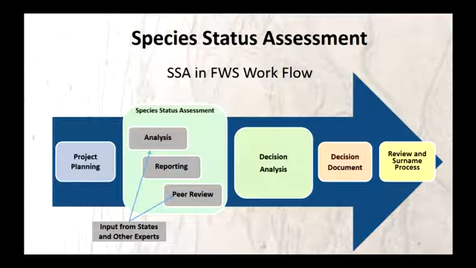The species status assessment is the second step in this process, where they gather all the information that they have about the species, they analyze data, they write reports, and they also send it out for peer review. And then that product goes into a decision analysis. They have to write a decision document, and then that decision document is put out for review in the Federal Register. So it becomes a proposed rule at the end of that process.